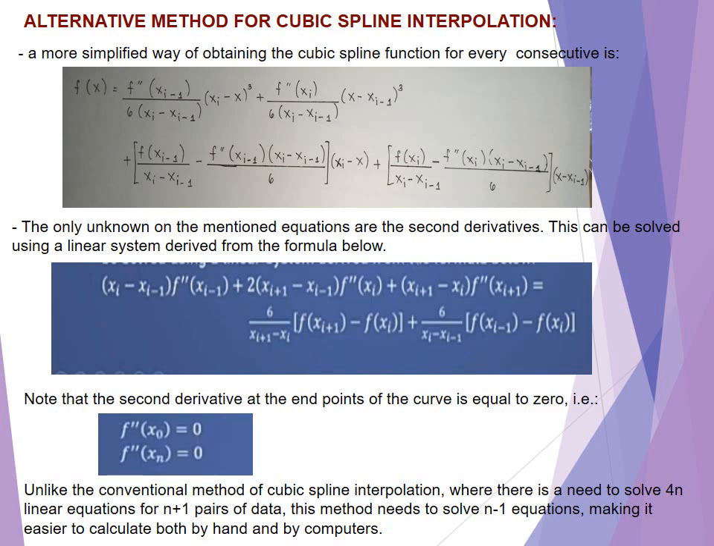For example, if 4 points are given, we have f double prime of x sub 0 to f double prime of x sub 3. The second derivatives at the endpoints are 0, which is noted above. So f double prime of x sub 1 and f double prime of x sub 2 are the only unknowns. This means only two equations need to be solved.